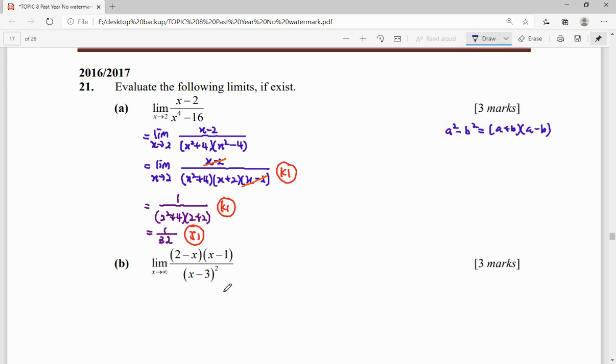For question B, they ask us to find the limit of this function when x approaches infinity. When we try to substitute infinity here, we notice this is infinity over infinity. When we have infinity over infinity, it is an indeterminate form. In order to solve an indeterminate form for a limit at infinity, we have to divide by the highest power of our denominator. So our first step here, we're going to expand it first so that we can divide it one by one.